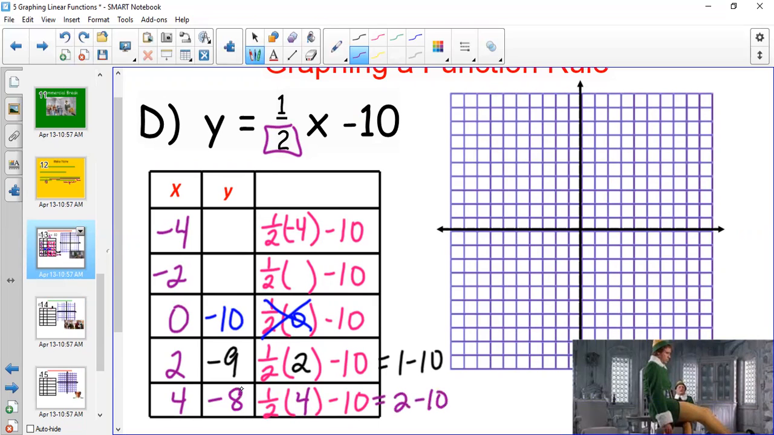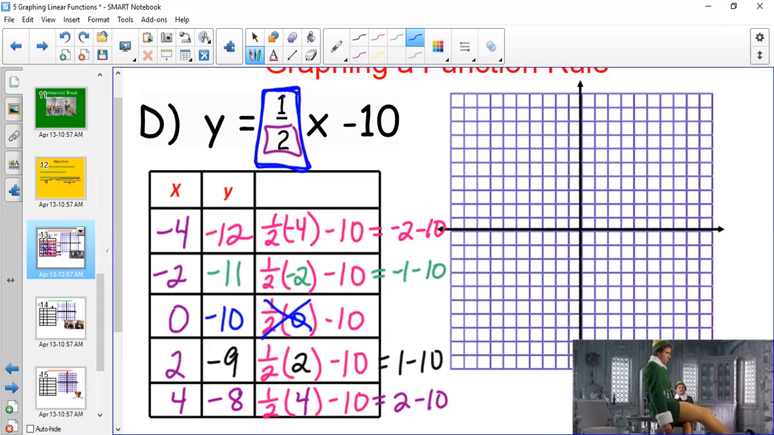Now, once I have a pattern, I can probably fill in the other 2, but just to be sure, because sometimes negatives can kind of get tricky, I'm going to actually do these next ones. So half of -2 is -1 minus 10, that would be -11. And a half of -4 is -2 minus 10, that would be -12. Again, I have a pattern, which is good. Now, it's a little bit trickier to match your coefficient.